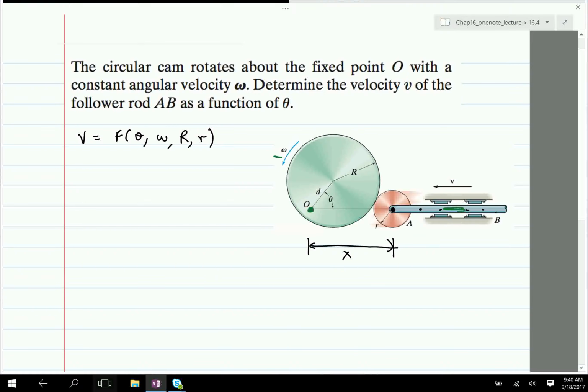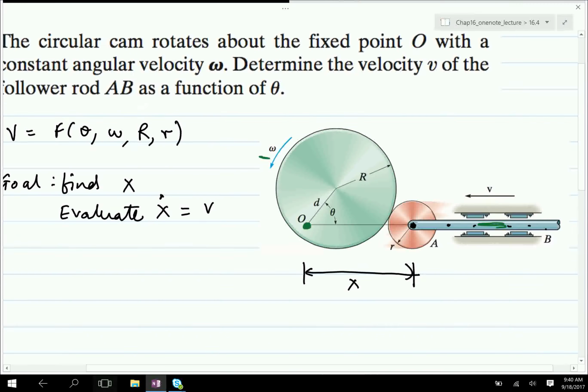So my goal is to find x and then take the derivative, evaluate x dot. And x dot turns out it is actually v, right? The velocity is how x changes with time. So as long as I can find x, I should be able to find x dot. So the goal is to find x using trigonometry.